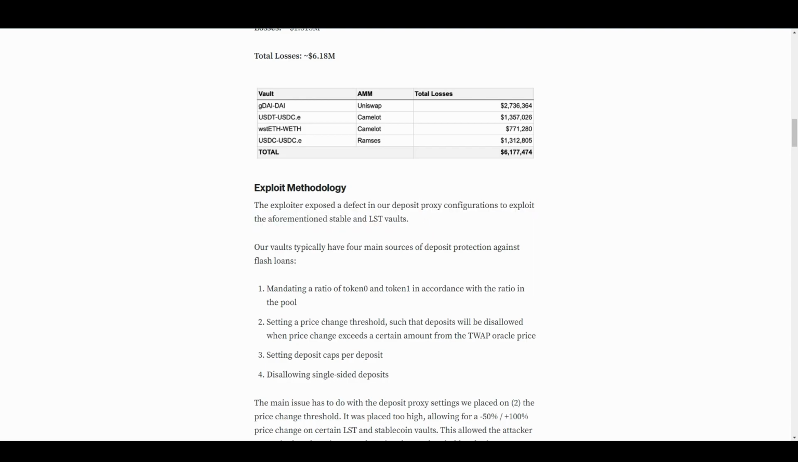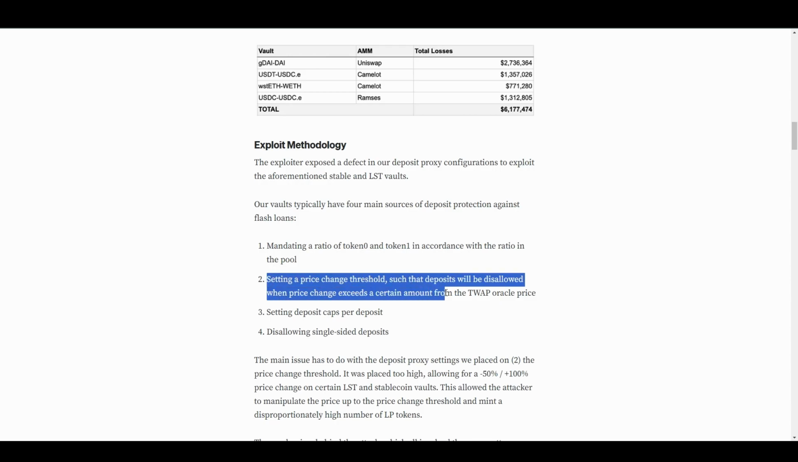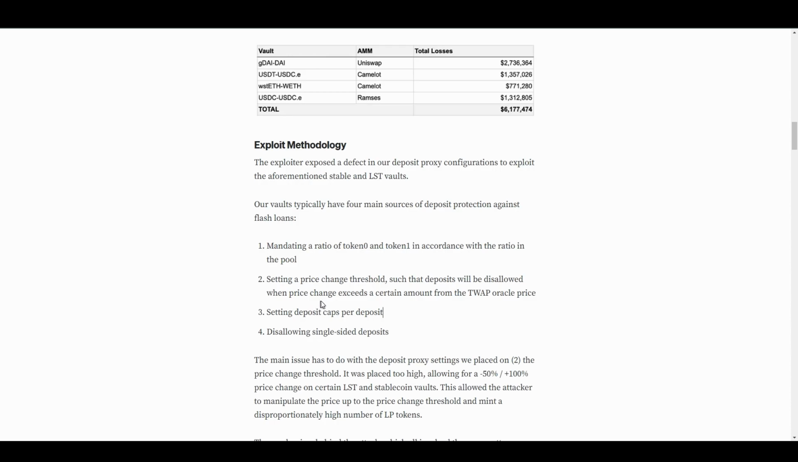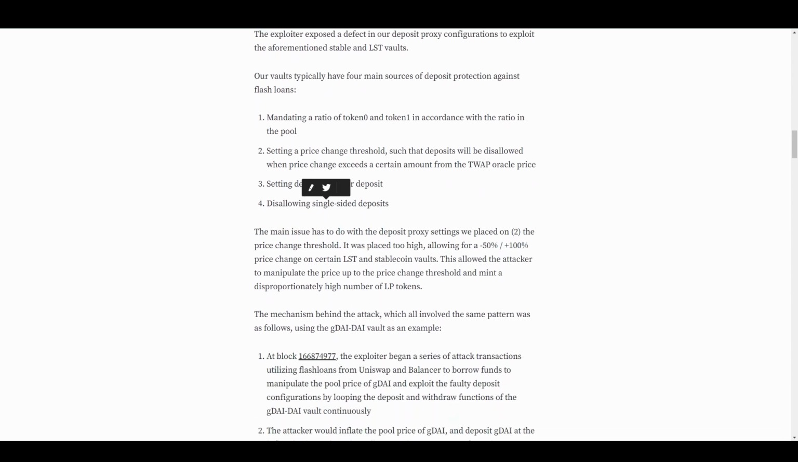The exploiter exposed a defect in our deposit proxy configs to exploit the aforementioned stables and LST vaults. So those vaults, gDAI, USDT, USDC, staked WETH, or staked ETH and WETH, and then USDC, USDCE. So they mandated a ratio token 0 and token 1 in accordance with the ratio of the pool. They set a price change threshold that such deposit will be disallowed when the price change exceeds a certain amount from the TWAP. These are the four sources of the deposit protection: setting a deposit cap per deposit and disallowing single-side deposits. So they said the main issue has to do with the deposit proxy settings placed on the price change threshold. This was placed too high, allowing for a minus 50 plus 100% price change on certain LST and stablecoin vaults.